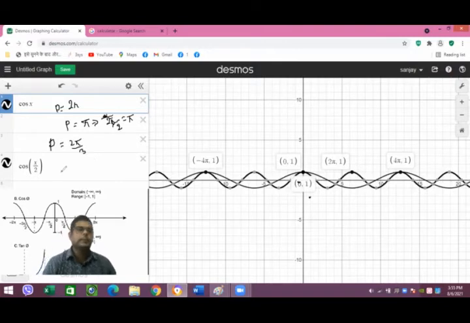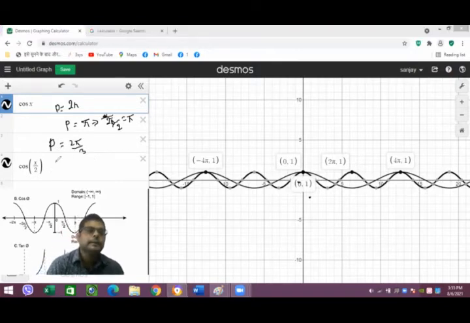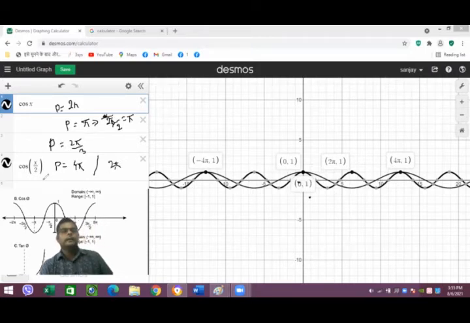So in this case, you have seen that the period is 4 pi. How did this happen? It happened because the period is 2 pi, and when x is multiplied by half, you divide this by half. So 2 pi by half is 4 pi. Okay.